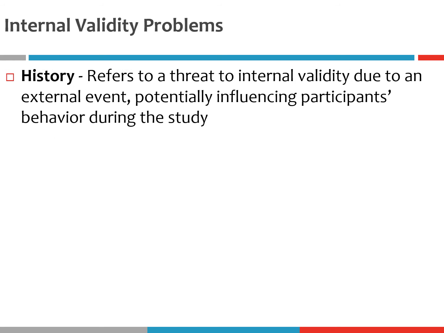Some other internal validity problems include history. So this is when an external event potentially influences the participant's behavior during the study. A lot of this is a very relevant point recently, because we've had a lot of external events. You had Superstorm Sandy going back years and years ago, and that really screwed up any kind of research that was done, because people couldn't get there, there was no transportation, there were no subways. And the campus was shut down. That's an external event that influenced behavior during the study.